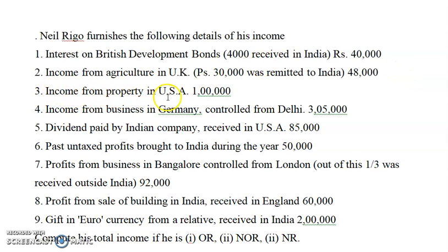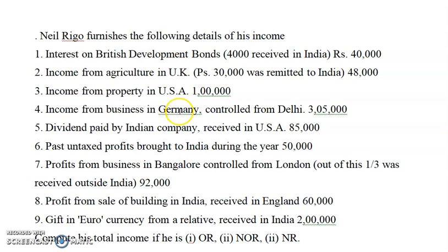Next, income from property in USA, 1 lakh rupees. Again same thing, it is a property in USA. There is no connection with India. So this 1 lakh we are writing in the first amount column, other two columns are nil. Next, income from business in Germany, controlled from Delhi.